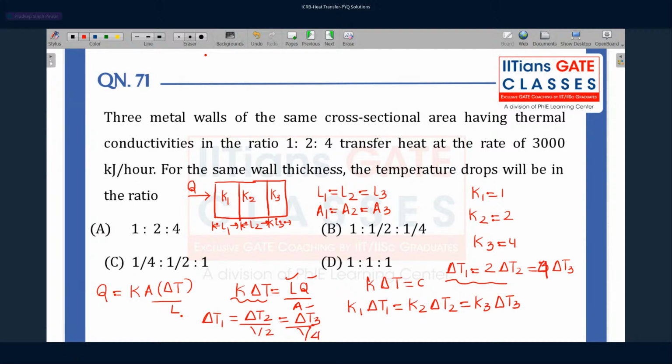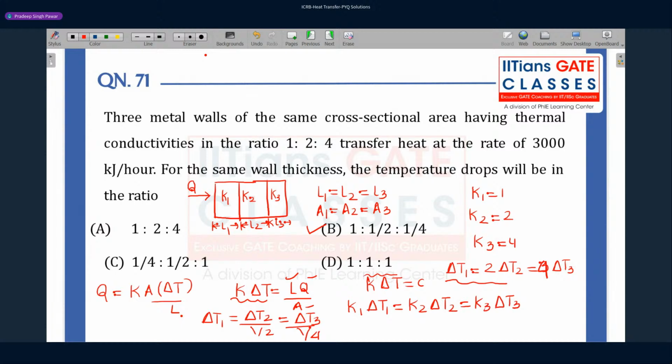So you can see that the thermal conductivity is in the ratio of 1 is to 2 is to 4 and K delta T is constant. Let us say the first material has 1 watt per meter Kelvin. If K is 1, delta T will be 1 value. In the second case, because K becomes 2 times K1, your delta T will reduce by half. In the third case, K is 4 times K1, so your delta T will reduce to 1/4. So this is the answer, answer B. The delta Ts will be in the ratio of 1 is to half is to 1/4.